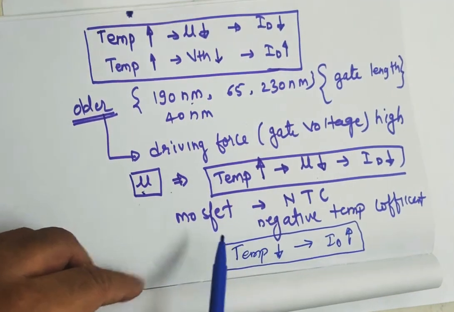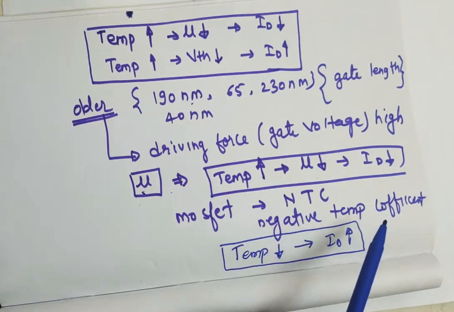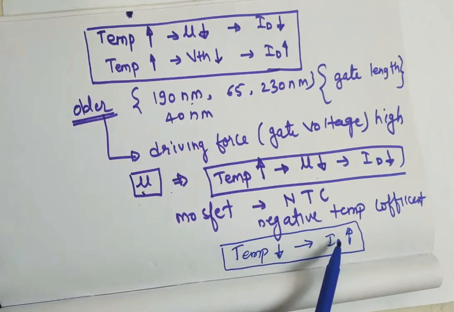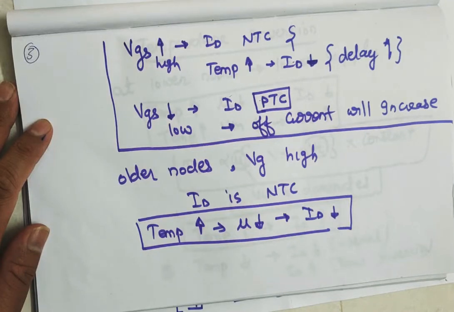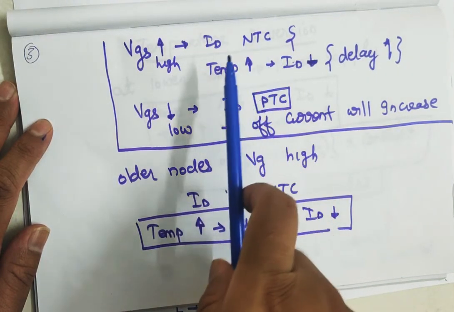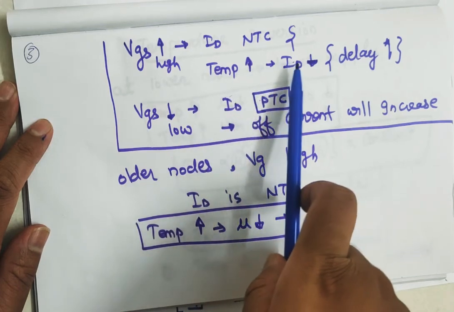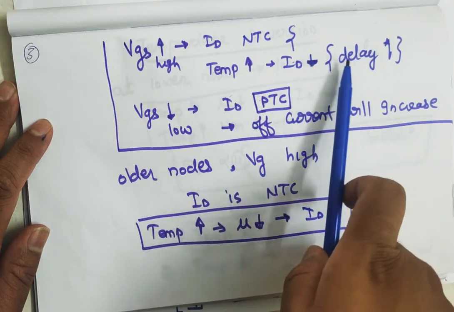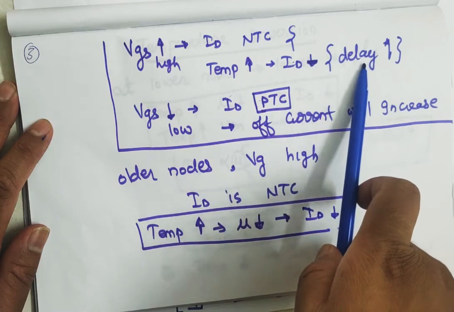So in this way we can say MOSFET is a negative temperature coefficient device, because temperature and the current change in the opposite way. With respect to VGS, if your VGS or the gate voltage is high, then your current is going to decrease because your mobility is decreasing. So at higher VGS, your MOSFET will work as a negative temperature coefficient. What does it mean? If we are increasing the temperature, your current is going to decrease. If current is decreasing, it means delay is increasing.